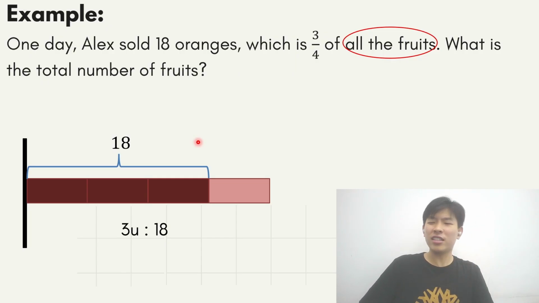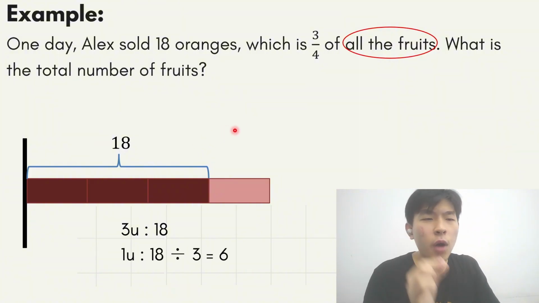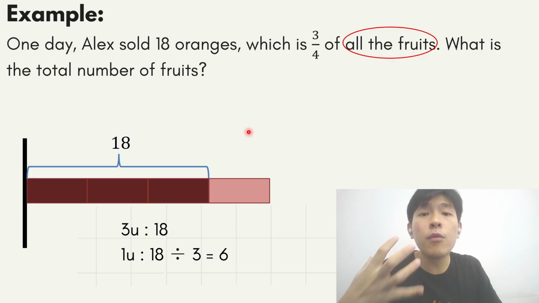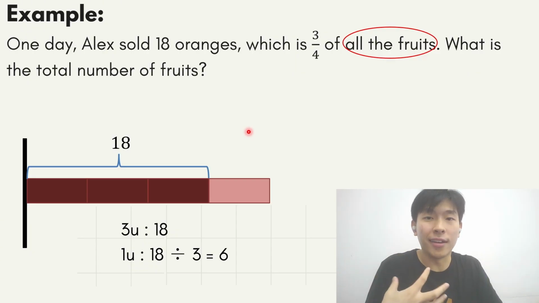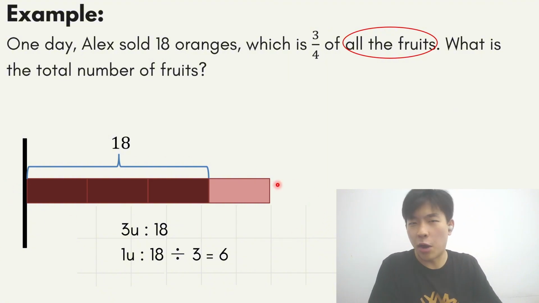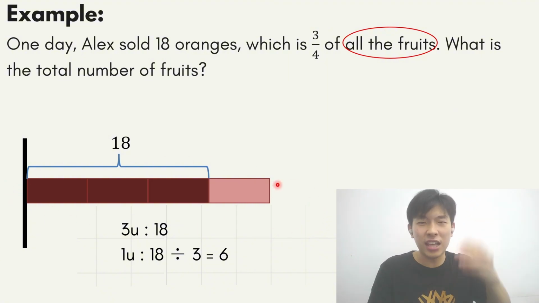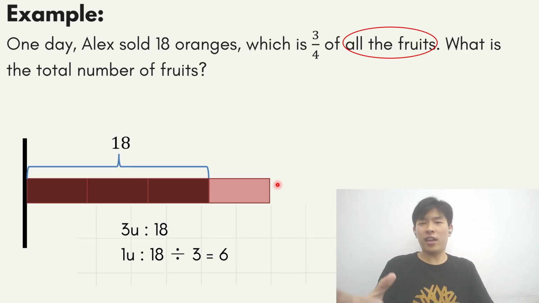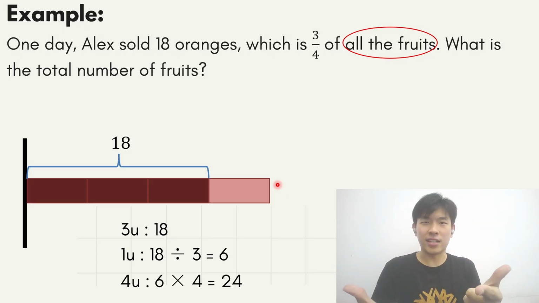6. Amazing. First calculation. Now, the question is asking, what is the total number of fruits? Which means the question is asking for my whole here. And I know that my whole is this whole 4 units. So how do I find it? Very good. Just take 6 times 4. And we get 24. Amazing.